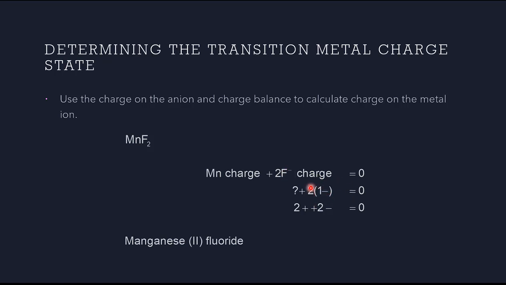If there's 2 of them and only one manganese, well, that means that manganese must have a 2+ charge on it to balance out the 2 1- charges on fluorines. So therefore, we would write the name of this ionic compound as manganese Roman numeral 2 to indicate that 2+ charge on that one manganese ion, fluoride. So manganese 2 fluoride.